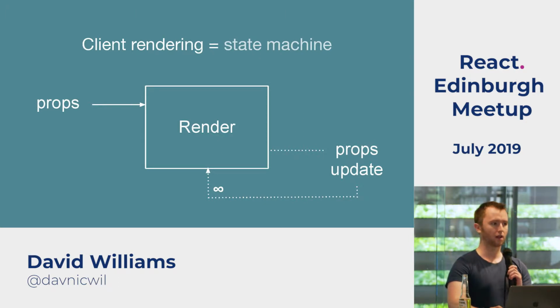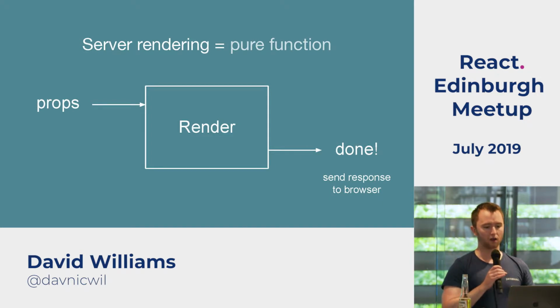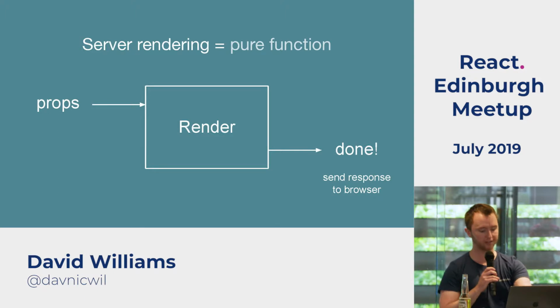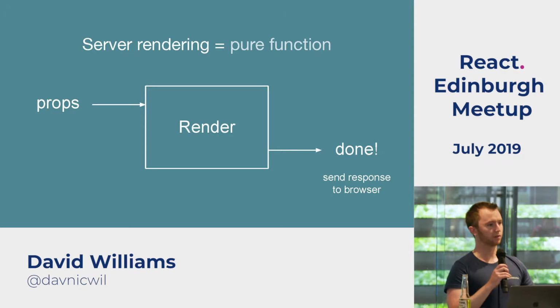But on the server, it's a lot more difficult. And the reason is that on a server render in React, it's better to think of what's going on as just a pure function. So it's exactly the same kind of model that we see here, but you see there's no loop back, there's no path that goes back to render. You just take the props as part of the HTTP request, you render some markup on the server using the React server rendering package, and that's it. You're done. You respond to the request.